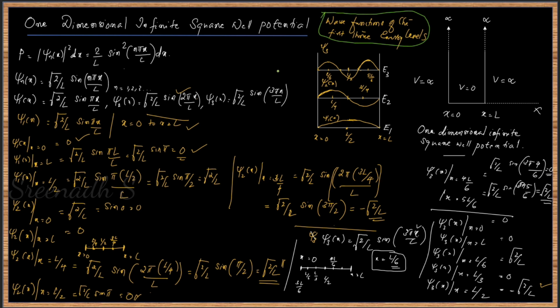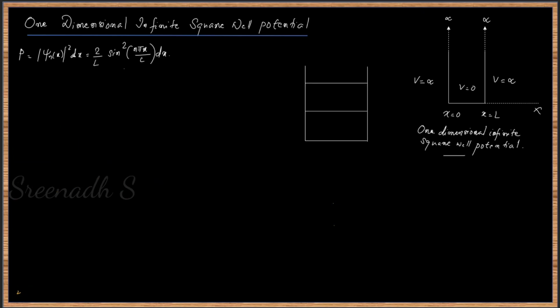So now we will go to drawing the probability distribution of the first 3 energy levels. Okay, so now we can draw that.